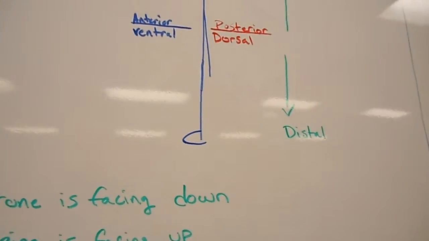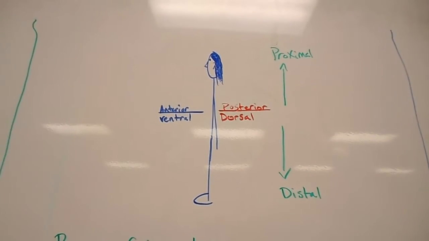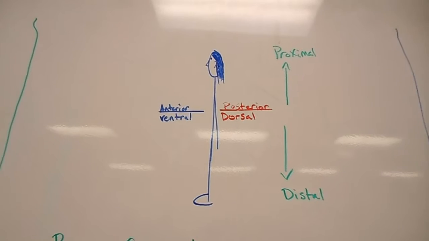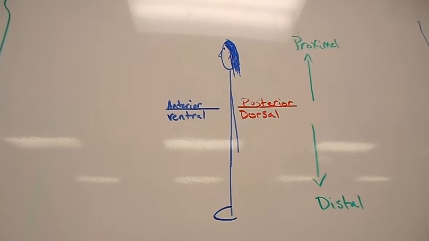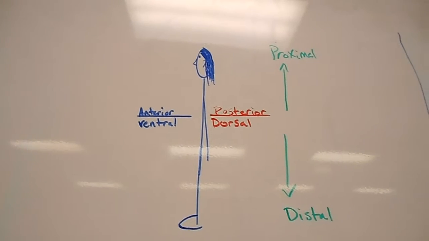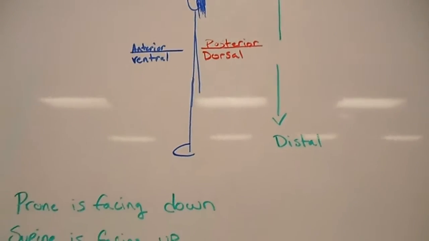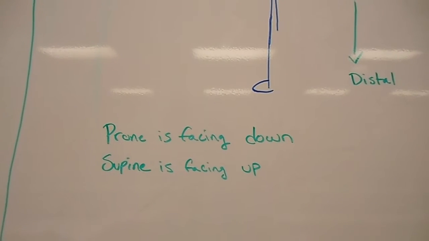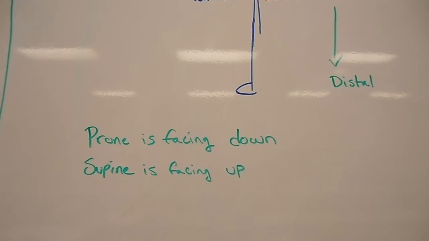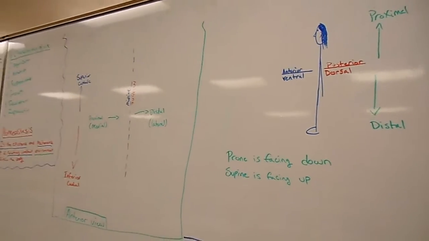Then over here, here's the side view. Actually did draw a person here. So then you have the anterior is to the front, posterior to the back. Other words are ventral and dorsal. Then you have the proximal and distal as well. It's the same. Prone is facing downward and supine is facing up. So that is that part of chapter 1.